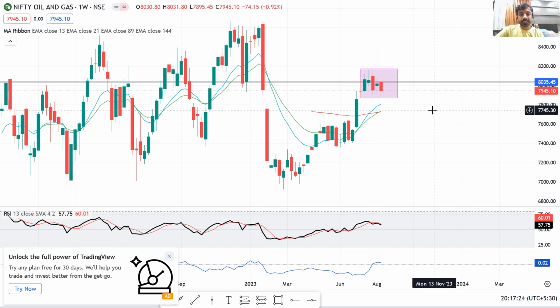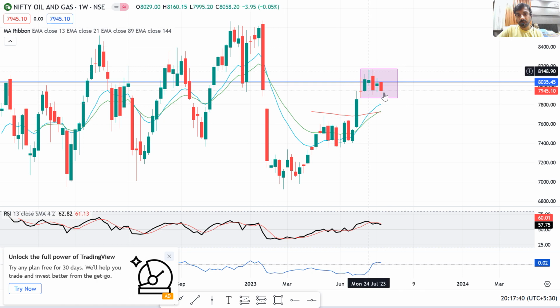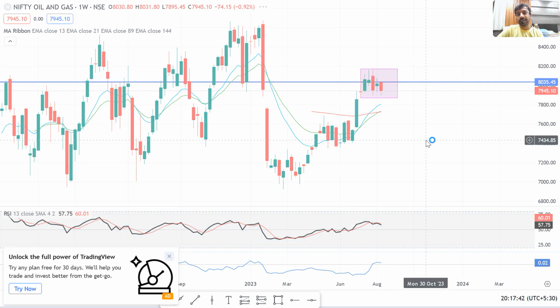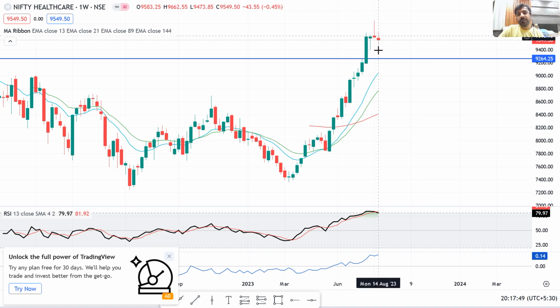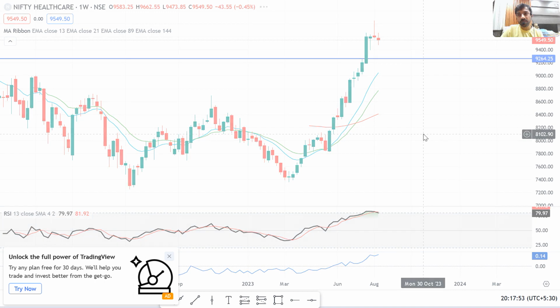Oil and gas, there is this consolidation at this resistance level. Breakout would be important. Either it breaks out of this consolidation, or this might just fuel the next leg towards the downside. So be careful over here. This breakout does not look that convincing to me. Healthcare, just like pharma, formed a pin bar last week. This week is giving consolidation. No need to worry if you are holding the stocks.